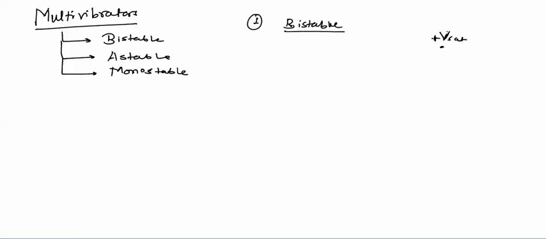And if we make some changes in the circuit so that this output changes from plus Vsat to minus Vsat, and if output remains at minus Vsat, it does not change on its own from minus Vsat to plus Vsat, then we can say that minus Vsat is also a stable state for this circuit, and a circuit which has two stable output states is called a bistable multivibrator. The circuit is simple for this bistable multivibrator.